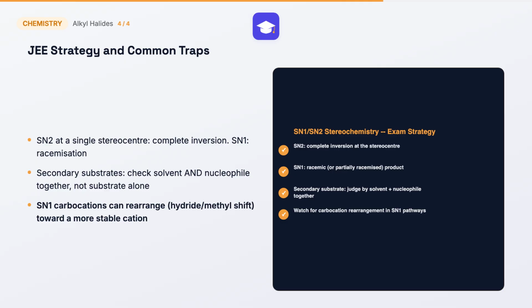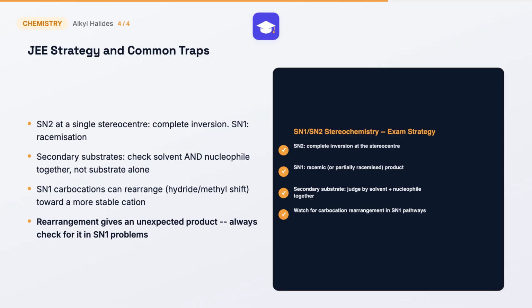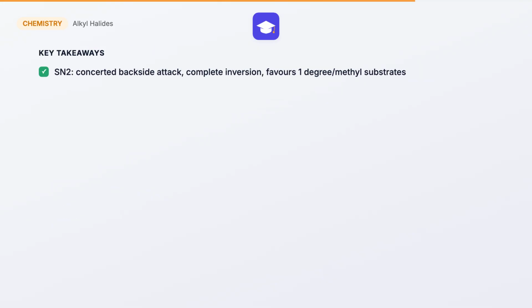Also remember that SN1 reactions are prone to carbocation rearrangement, a hydride or methyl shift that occurs partway through, whenever it would give a more stable carbocation, producing a rearranged, unexpected final product. Let's recap.